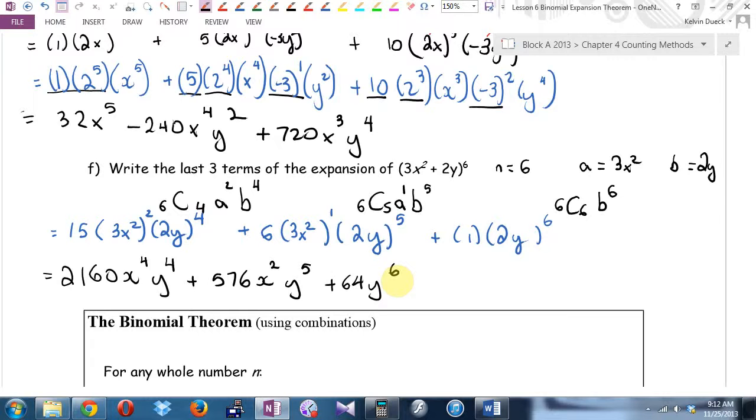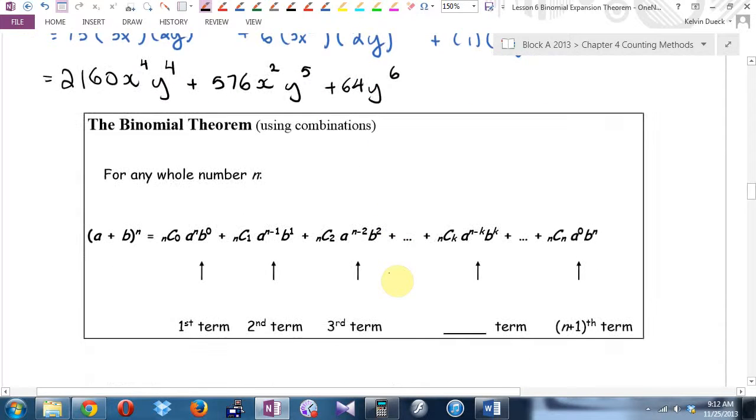Okay. How do we write this generically? Here's the pattern. This is what the binomial expansion theorem says if you're using combinations as your shortcut. It says for any whole number n, for any exponent right there, you find the great big outer exponent, the n, and your coefficients are going to start with n choose 0, n choose 1, n choose 2, stop when you get n choose n.